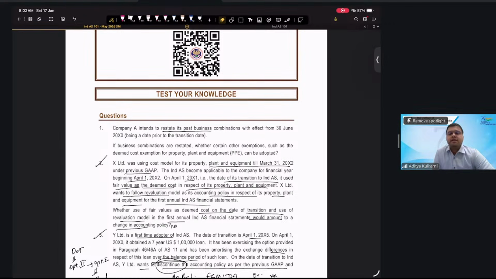Retrospective restatement का मतलब क्या हुआ? Restate the previous financial statements. हाँ, मतलब business combination के लिए, for business combination. Okay, that means what? You will go back in time. आप time travel करोगे. आप टाइम में जाओगे, पुराने टाइम में.